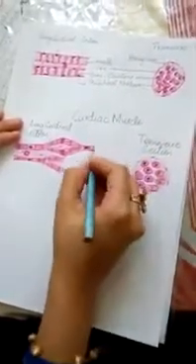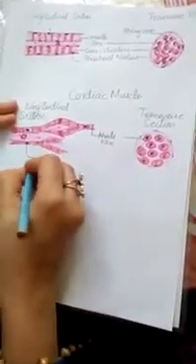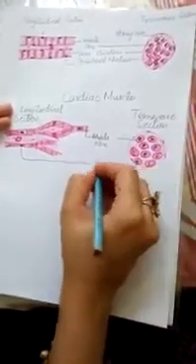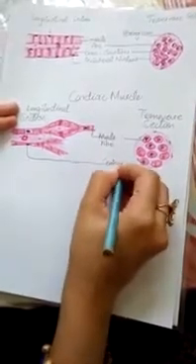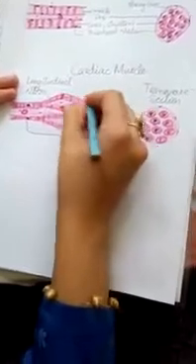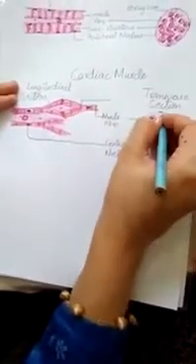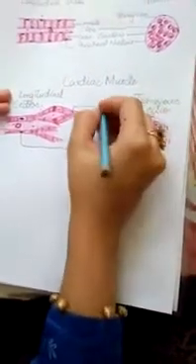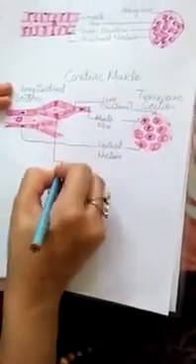So this is a muscle fiber. This is the central nucleus. These are cross striations. And this is the intercalated disc.